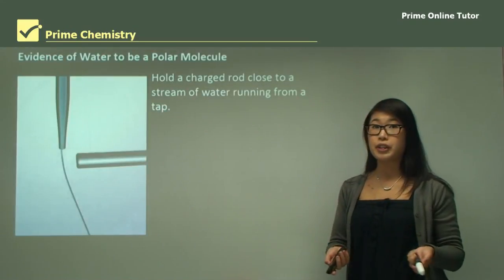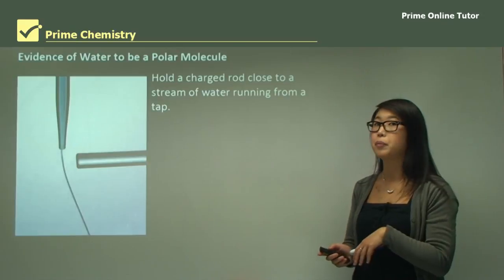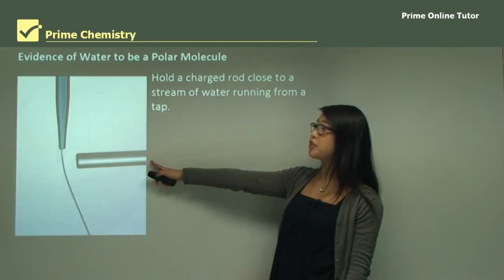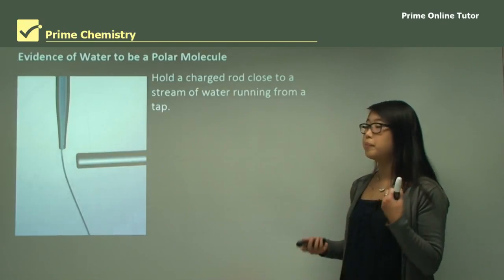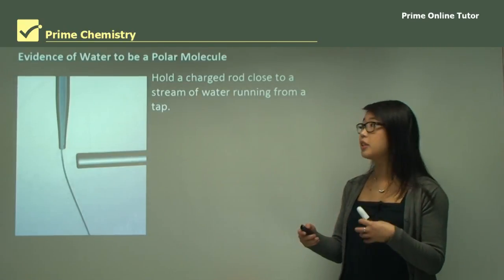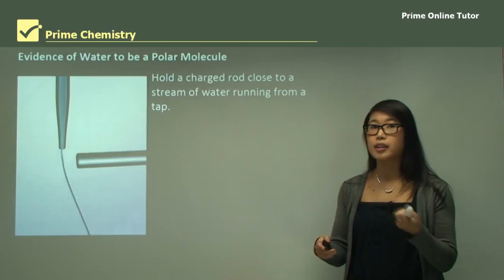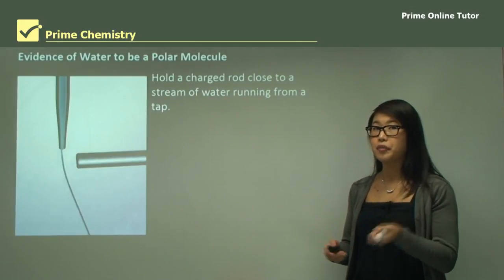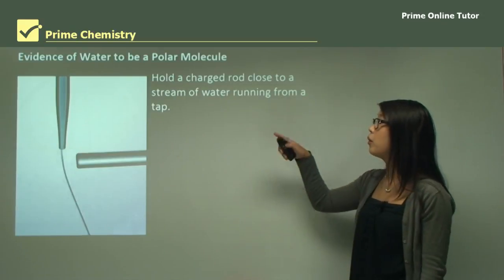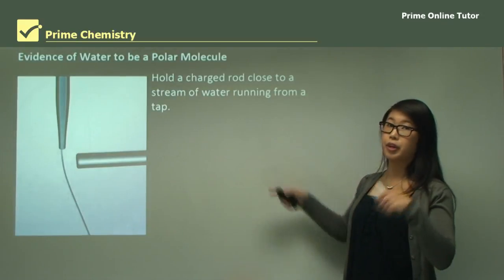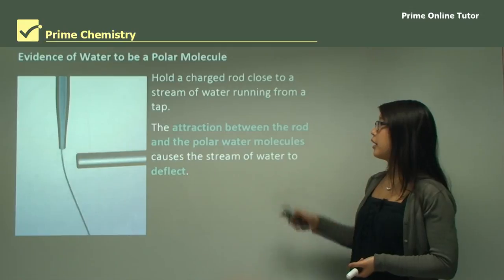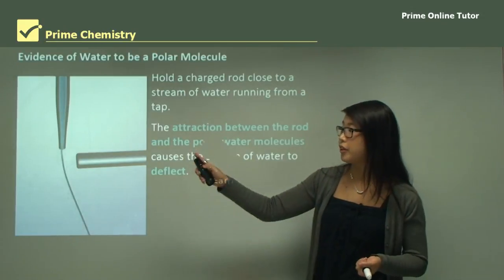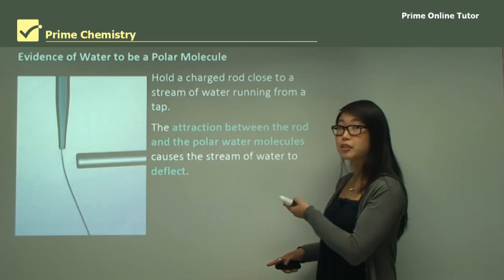We can show this physically, that it's a polar molecule, because when we hold a charged rod here, the charged rod is going to have a negative and a positive side, and this is going to attract the opposite side of the water molecule, whether it's the partial positive or the partial negative side. So when we hold it next to a thin stream of running water, we can get attraction between the polar molecules and the rod, and this causes the stream, rather than go straight down, to deflect towards the rod.